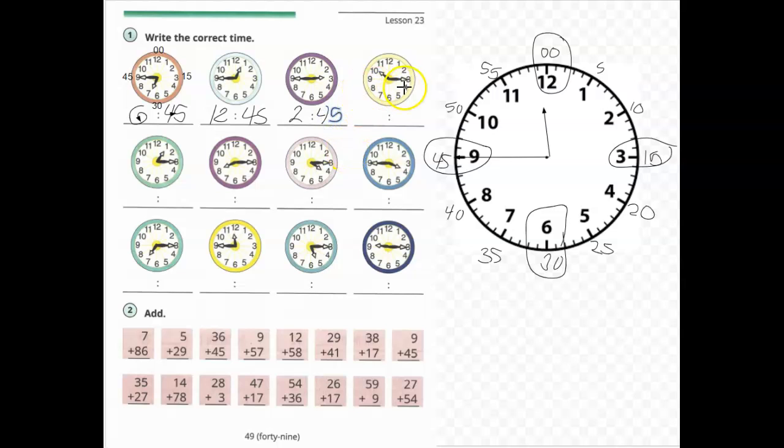Okay, we're over here, and our hour hand, yep, it touched that 10, and it's a little bit further, so we're going to say 10. And our minute hand is touching the 3. Remember, when it's touching the 3, we say 15.